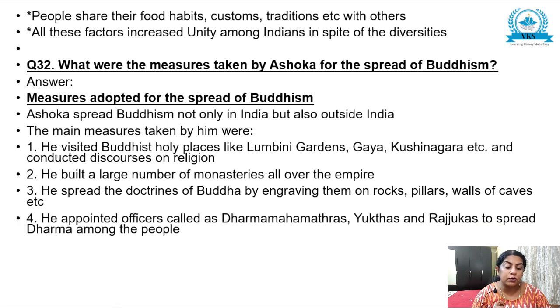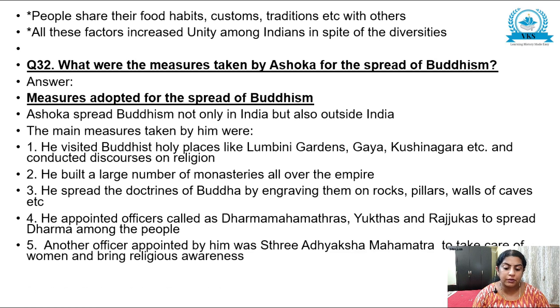He appointed officials called Dharma Mahamatras, Yuktas and Rajukas to spread Dharma among the people. Another officer appointed by him was Sri Adhyaksha Mahamatra. This Sri Adhyaksha Mahamatra was appointed to take care of women and bring religious awareness.